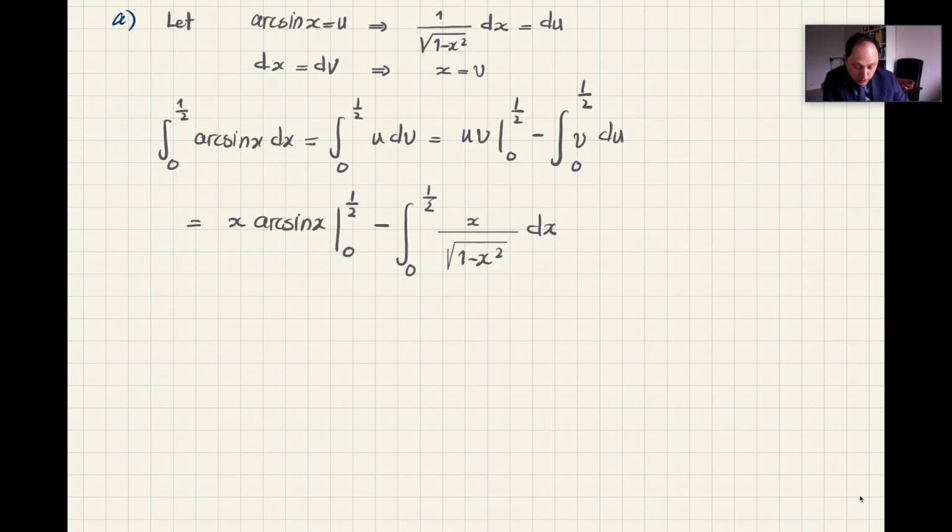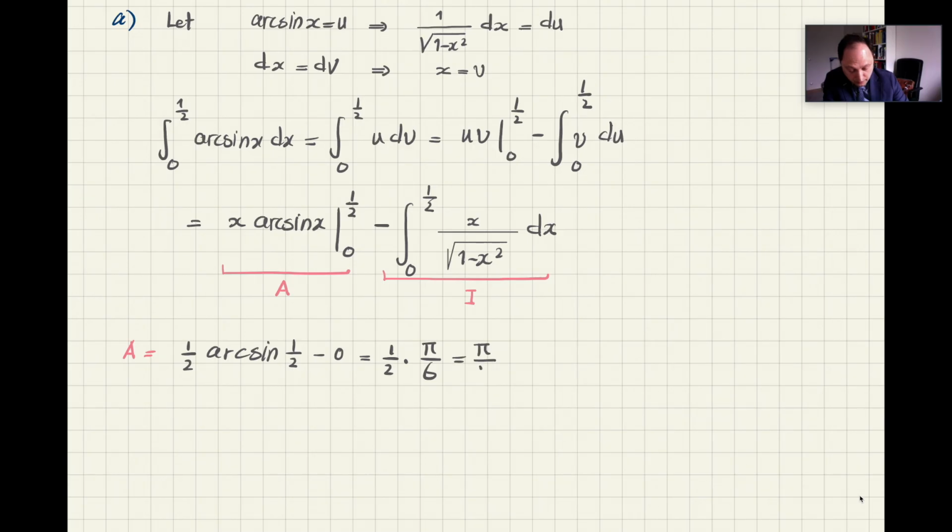Okay, so we have to calculate these things separately. Let me call this one A, and let me call this one I. To calculate A, I need to put 1/2 there, so it becomes 1/2 times arc sine of 1/2 minus, when I put 0 it becomes 0, yes? But arc sine of 1/2 is pi over 6. So it becomes 1/2 times pi over 6, which is pi over 12. So this is the value that I get for A.